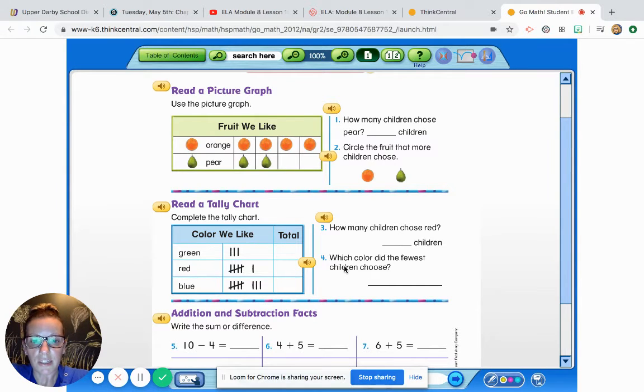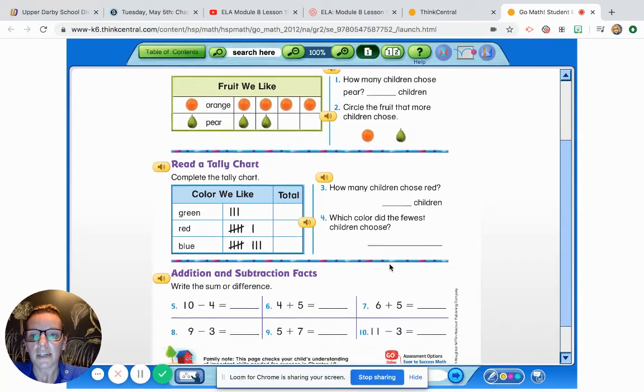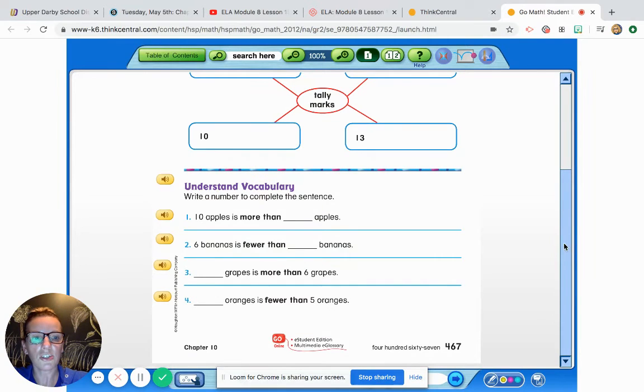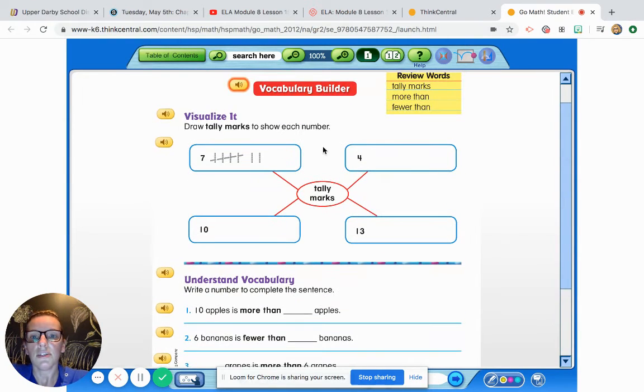So you'll be answering number 4. Which color did the fewest children choose? Which of these numbers is the least? Which one has the least amount of children? The smallest number. That's what you'll be looking at for number 4. Down here, you're just going to do some basic addition and subtraction facts just to do some practicing. And on the next page, your last page for today, you're going to do tally marks, your vocabulary builder.